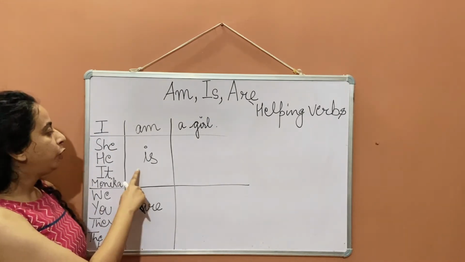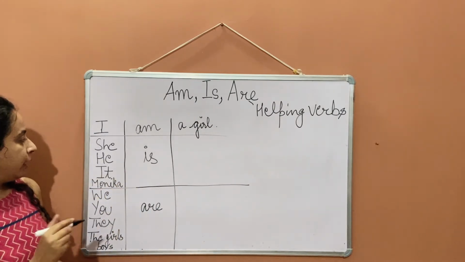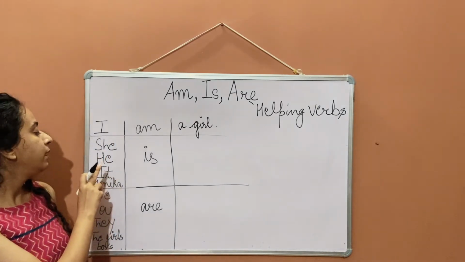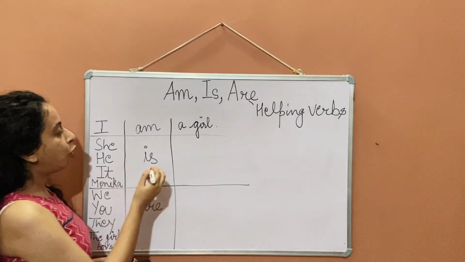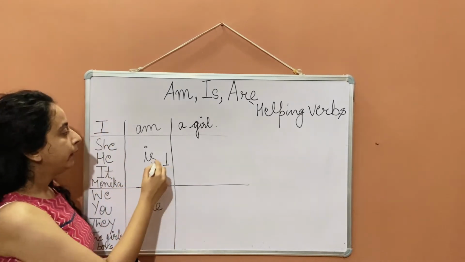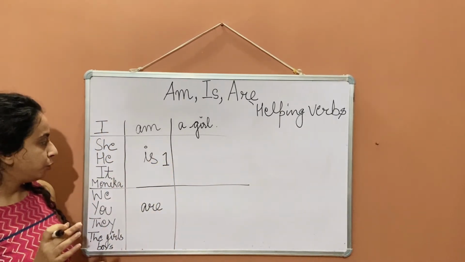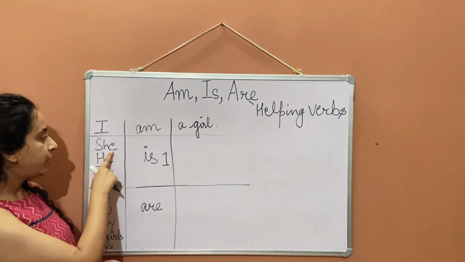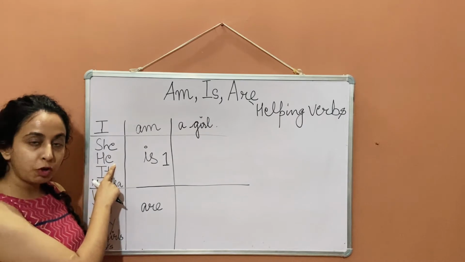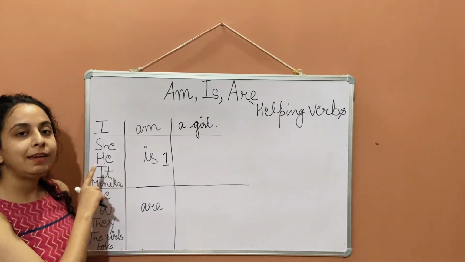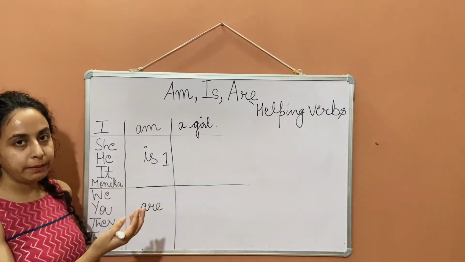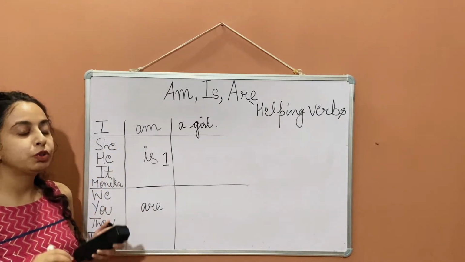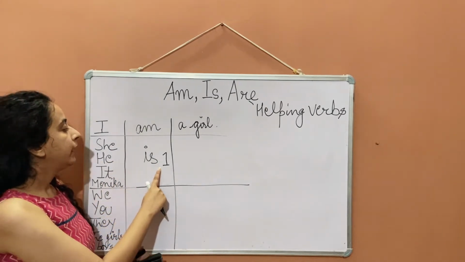Now let's jump to the use of is. The helping verb is. She, he, it, Monica. All these pronouns and nouns are singular. Whenever we talk about only one person, one thing, we use is. She is used for a single girl, as we have already studied before. He is used for a single boy. It is used for a single animal or thing. And Monica is a girl's name, so any name can be used here. So this is the noun and these are the pronouns. Whenever we are talking about any singular noun or pronoun, we use is.